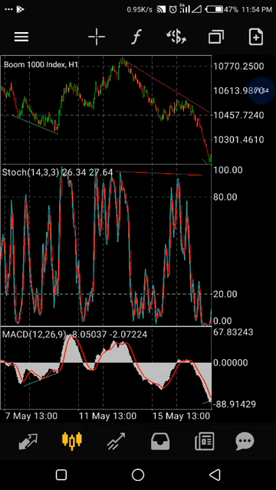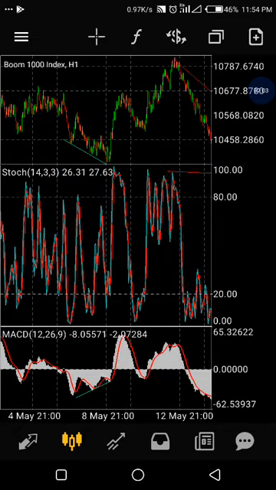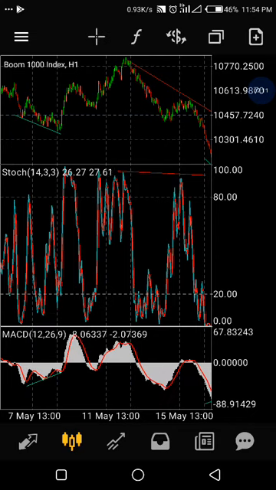We have two types of hidden divergence: the bearish hidden divergence and the bullish hidden divergence. The bearish hidden divergence indicates the continuation of a downtrend, while the negative bullish divergence indicates the continuation of an uptrend.